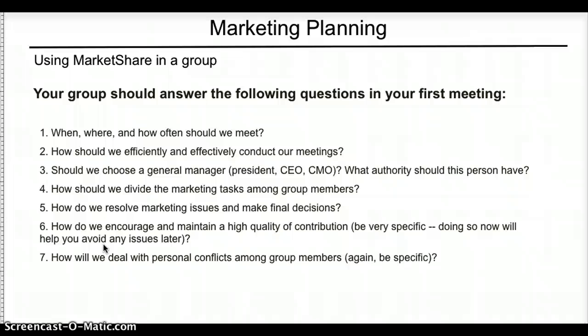And then finally, you should also discuss how, as a team, you will deal with any conflicts that might arise among team members, okay? Again, it is far easier to handle and manage those types of conflicts if you specify very clearly up front the rules of engagement for your team, okay?